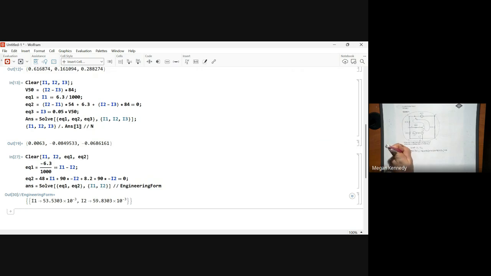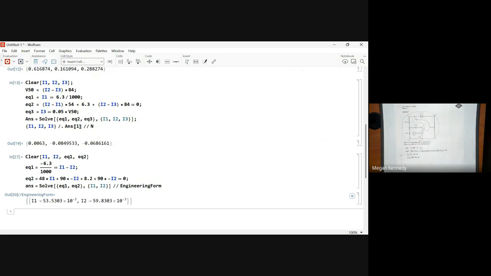So now we can say that our I1 is going to be 53.53 milliamps, and our I2 is 59.83 milliamps. You know, rounding, truncating. I normally take it to 2 decimal places if I'm just giving answers, because that's what most professors like to see.